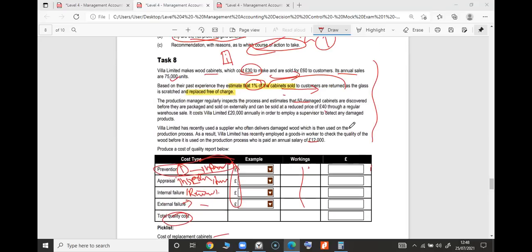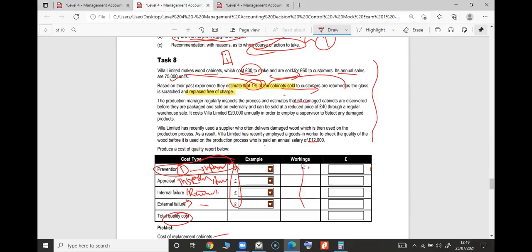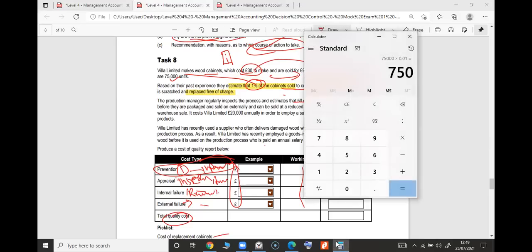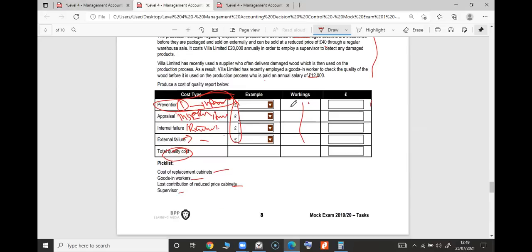Okay, hold on. Let's do the calculation. 1% of 75,000 is how much? 75,000 times 1%, 750, yeah? 750. What is the cost of it? Making cost, 30, isn't it? Making cost is 30 times 30. How much is it? 22,500. So external failure cost is 22,500. Did you get it? 22,500. I'd like to start with this one, the external failure cost.